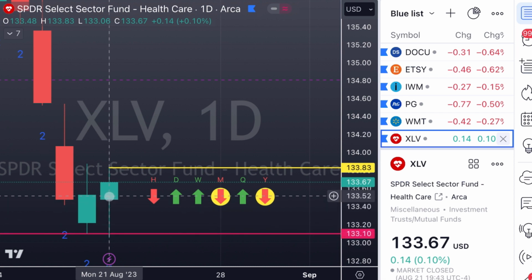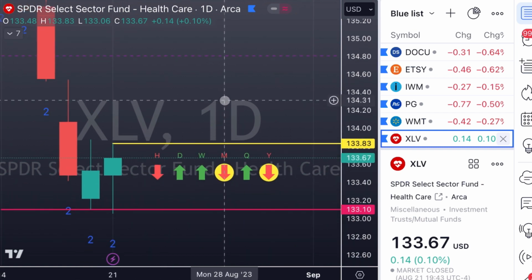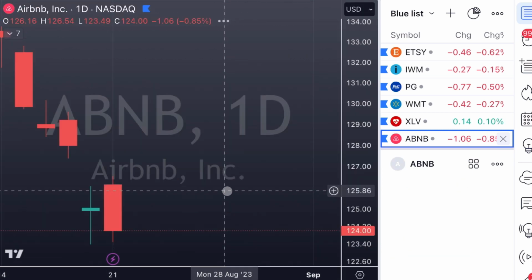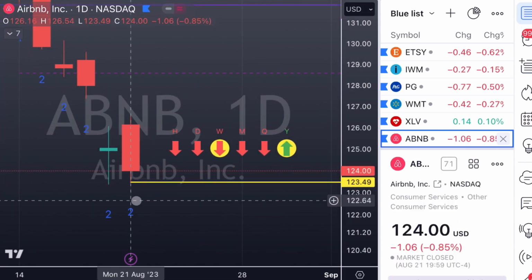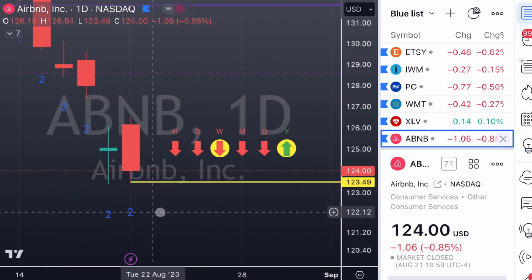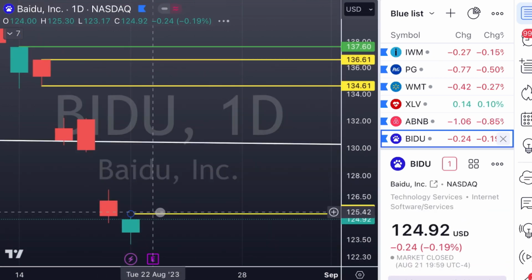That's an actionable signal. A shooter candle, it's a bearish pattern where the body is at the bottom and the wick is at the top. That's an actionable signal to the downside, or an inside bar, which we've already talked about, are also actionable signals. So on XLV, we look for calls at 133.83. On to Airbnb, 2 up red, time frame to the downside. So we can look for the puts there at 123.49.